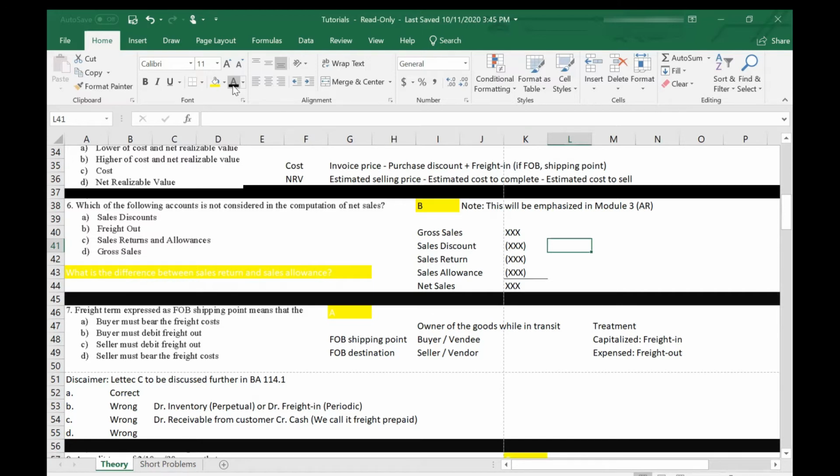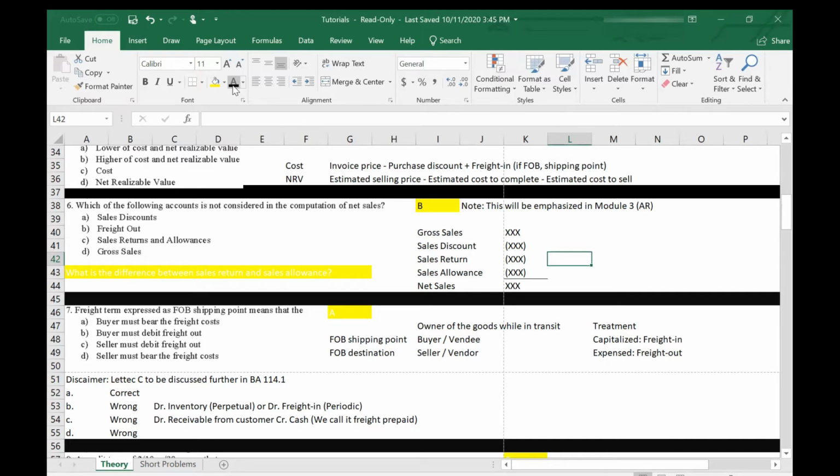So that's the sales discount because you pay early. That's your reward. Now, the more interesting is the difference between your sales return and your sales allowance. Sales return, binalik ng customer. Ayaw na niyang bilhin. So sales return yun, binabawas yun. So what's the difference? Ano naman yung sales allowance?